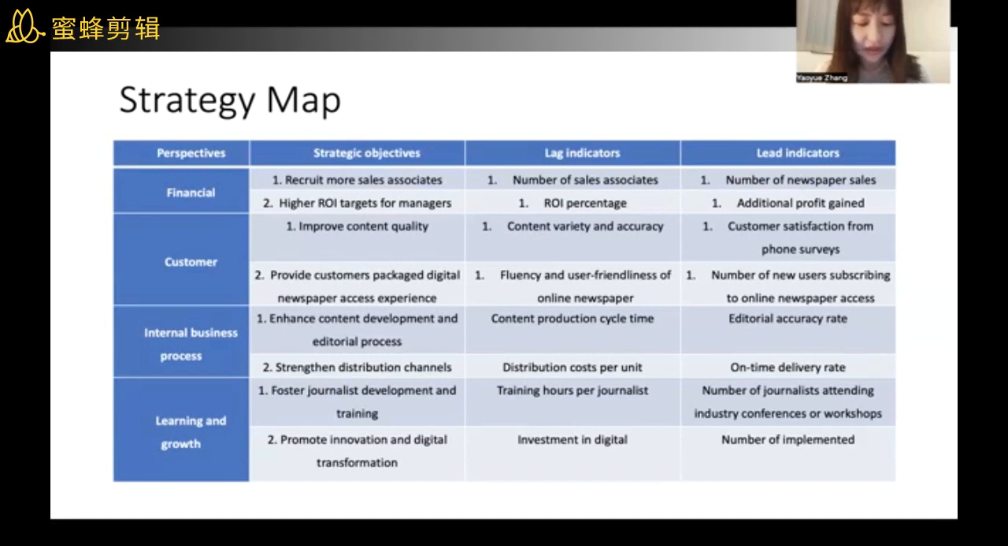The lag indicator here is the fluency and user-friendliness of the online newspaper, and the lead indicator here is the number of new users subscribing to online newspaper access.